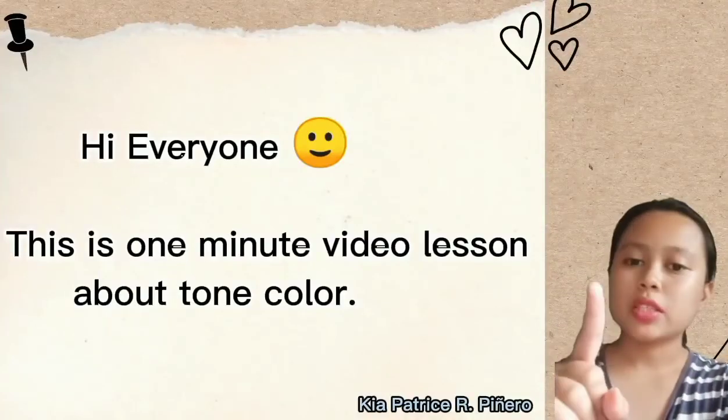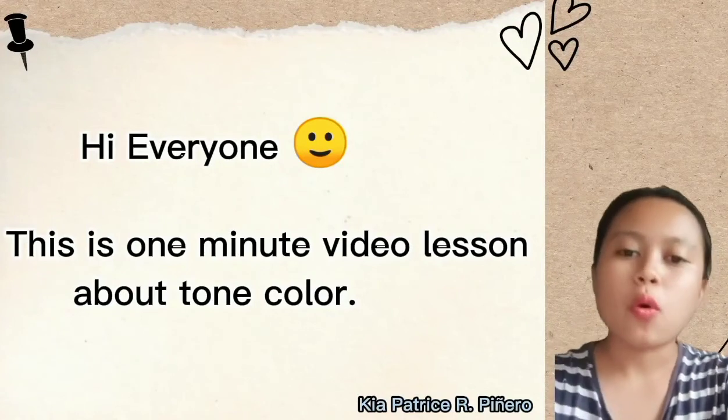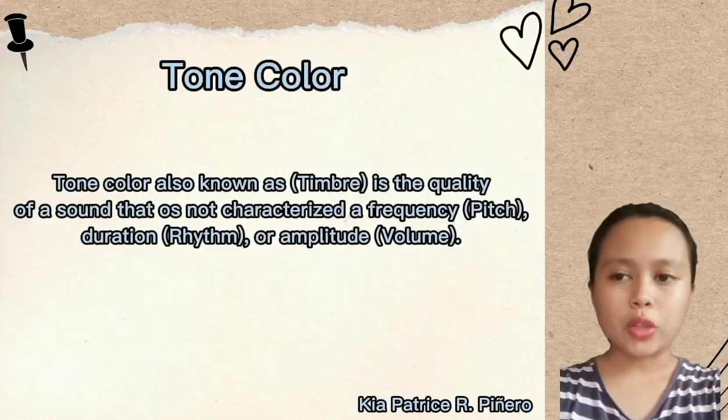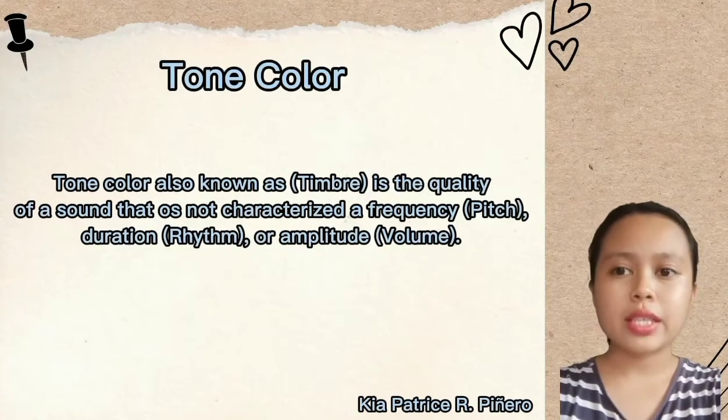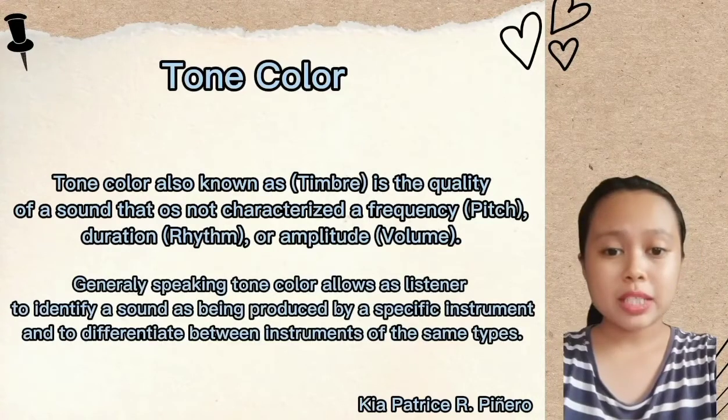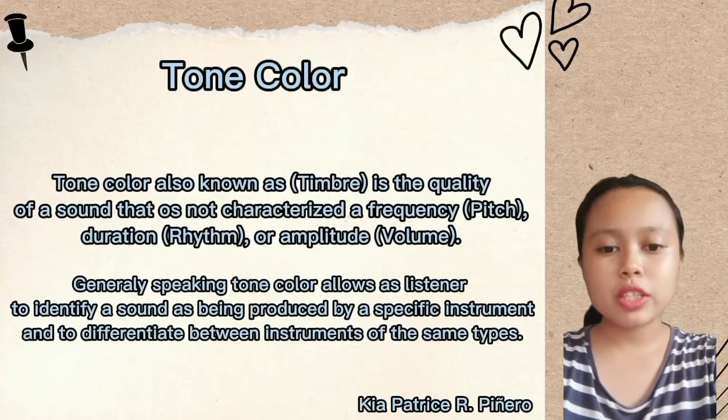Hi everyone, this is a 1 minute lesson video for tone color. Tone color, also known as timbre, is a quality of a sound that is not characterized by frequency, duration, or amplitude. Generally speaking, tone color allows us listeners to identify a sound as being produced by a specific instrument and to differentiate between instruments of the same type.